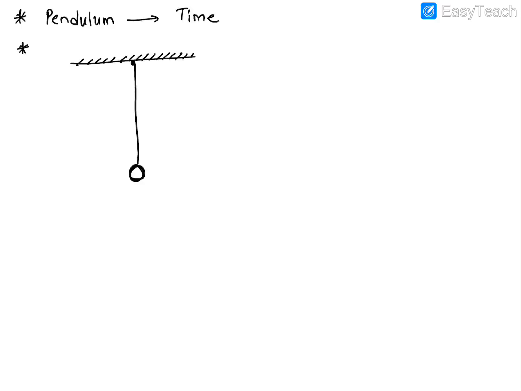Okay, now this point from where you suspend it is called as what? Point of suspension. Okay, this one, what you can see here, this is called as what? A string, the string which is used to hold the bob, and this is called as the center of the bob. So this point is called as the center of the bob, or the center of gravity of the bob.